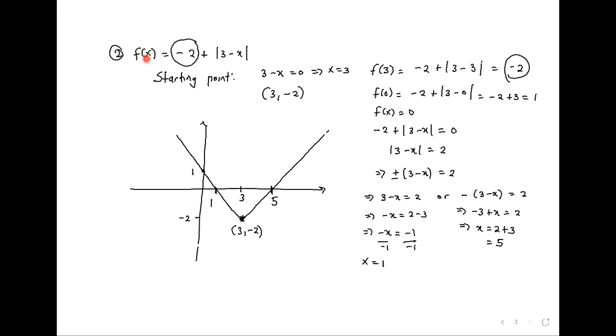Okay. So now the function is here. We equate it to 0. And then this is negative 2. We take it to the other side. It will be positive 2.